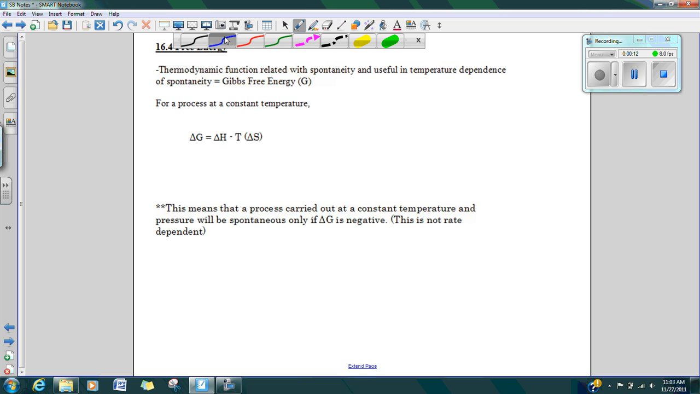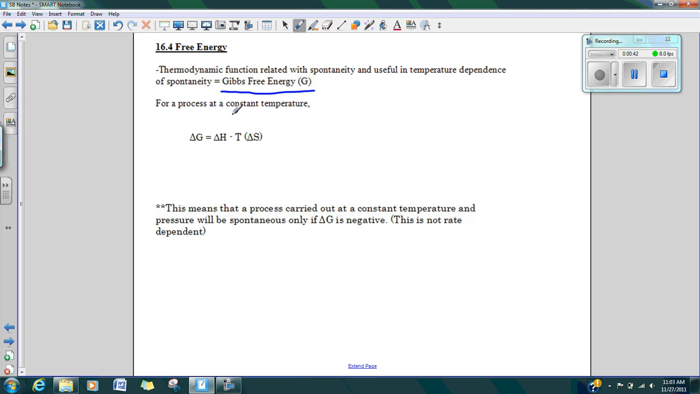So we have been talking about spontaneous reactions, and now we're going to talk about free energy. It's a thermodynamic function related to spontaneity, and useful in the temperature dependence of spontaneity, called Gibbs free energy. Gibbs free energy was studied by Josiah Willard Gibbs in 1839. He was a Yale professor in physics who was studying a way to study spontaneity with temperature and pressure.